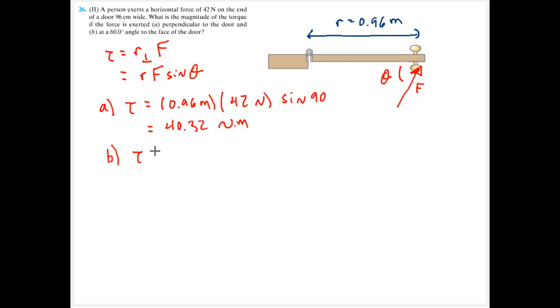For part B, pretty much the same thing: 0.96 multiplied by the force, 42 newtons. Now it's going to be sine of 60 degrees, so I go ahead and calculate that out. It's going to be 34.92 newton meters.